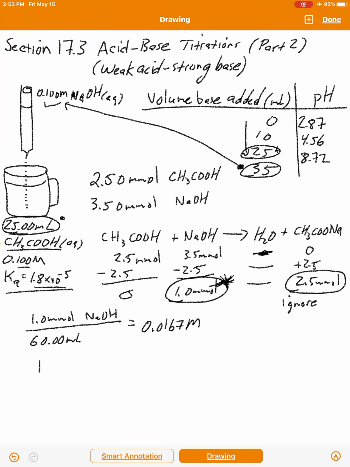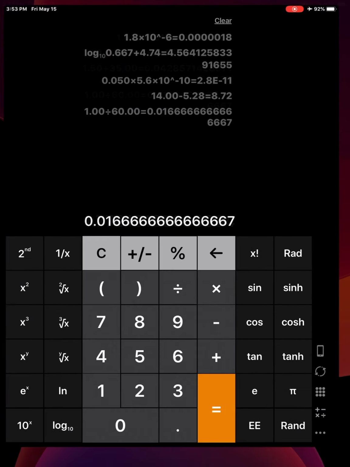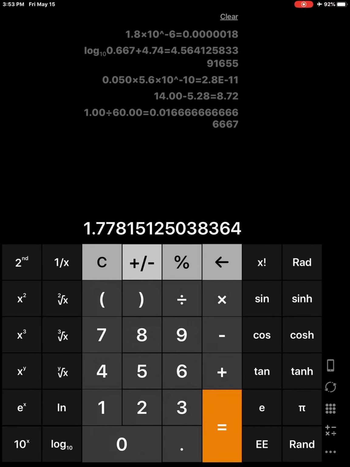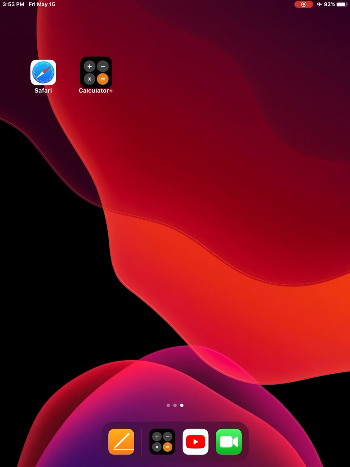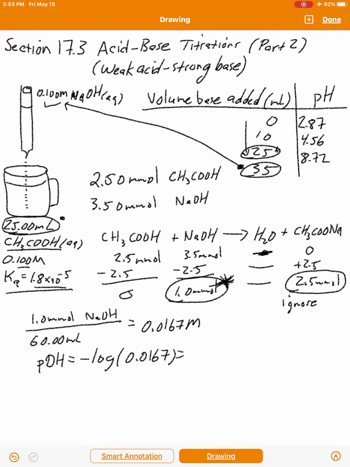Okay, so that means that we can find the pOH pretty easily. Negative log of 0.0167 is negative 1.78. pH would be 14 minus that, 12.22. So we got our last value here. Okay, so there you go.